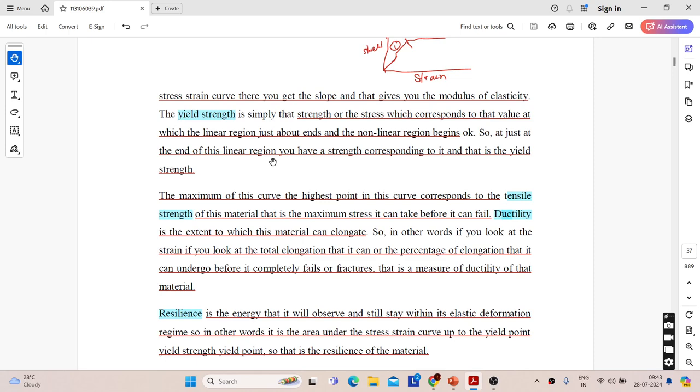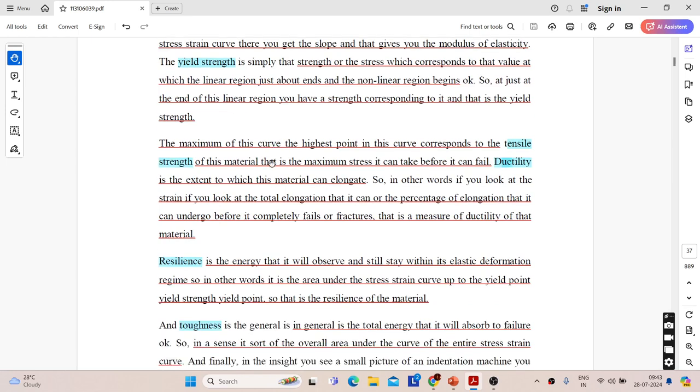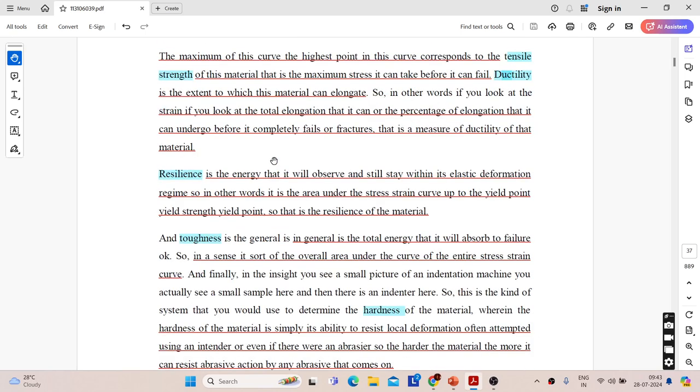So maximum elongation that is possible, we can call it ductility. These terms you have to remember, because when we study mechanical property details, this will be just a glance idea. Now, resilience. It is the energy the material will absorb and still stay within its elastic deformation regime. In other words, it is the area under the stress strain curve up to the yield point, the yield strength. That is the resilience of the material.